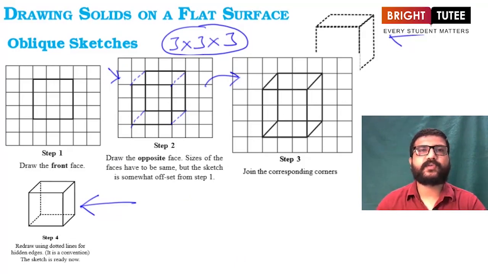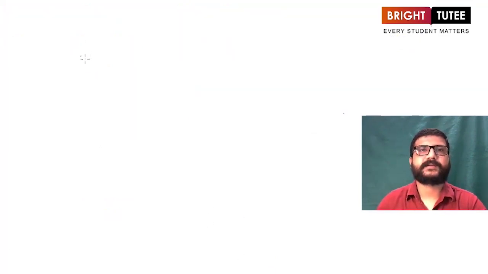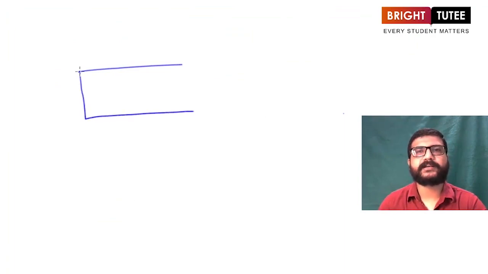Now we have tried a cube. Now we can try a cuboid also. So let's try with a cuboid now. For a cuboid also, the first step is we have to make a front face, and the front face has to be a rectangle because it is a cuboid. So this will be the front face. Now the next step is we have to make the face opposite to this face, which will again be a rectangle. So it will be like this.